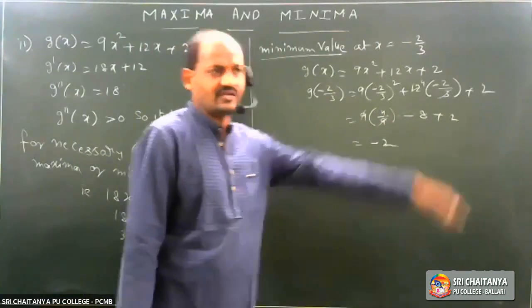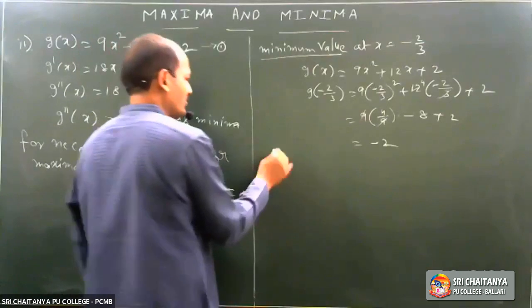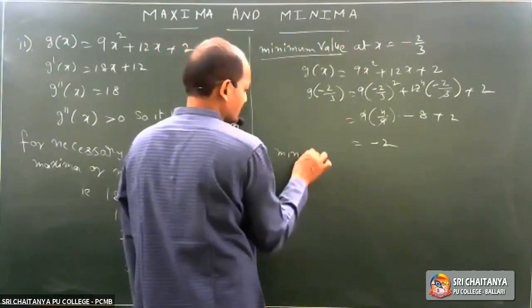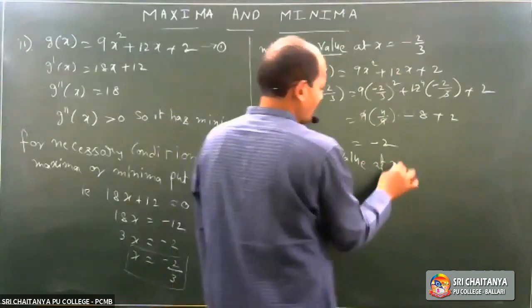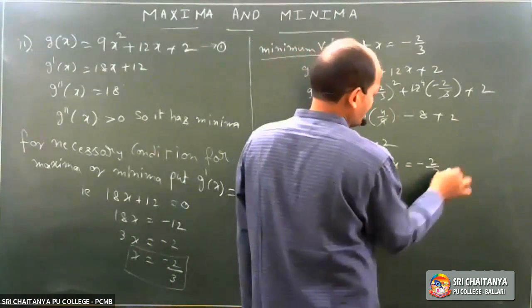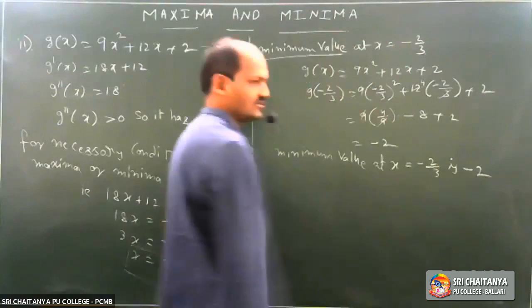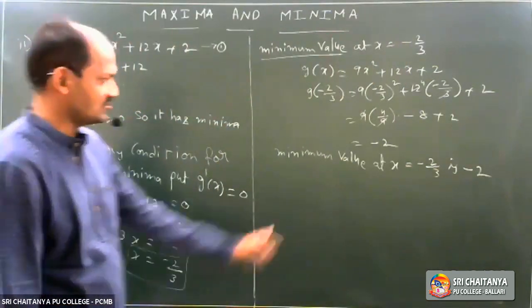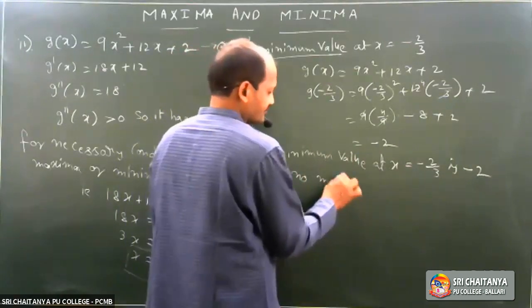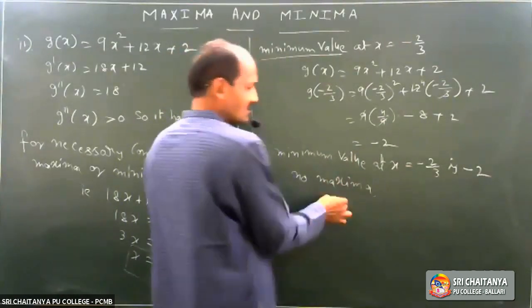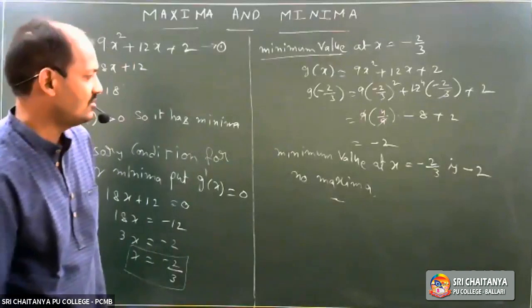4 minus 8 plus 2. Therefore, the minimum value at x equal to minus 2 by 3 is minus 2. So, no maximum. This given function has no maximum.